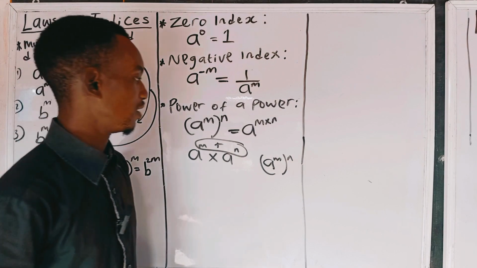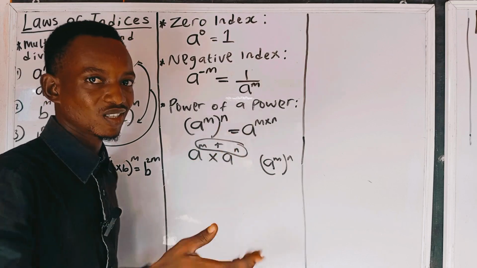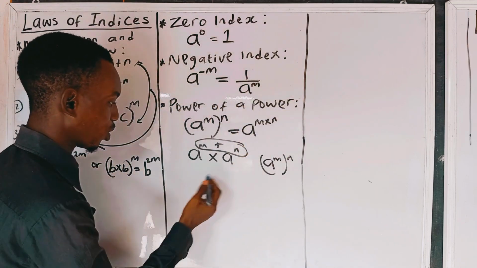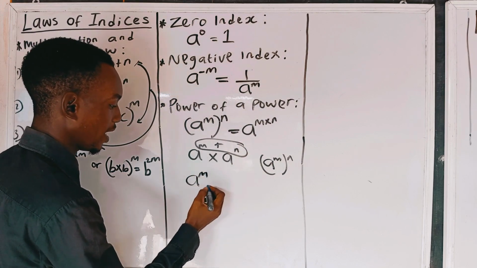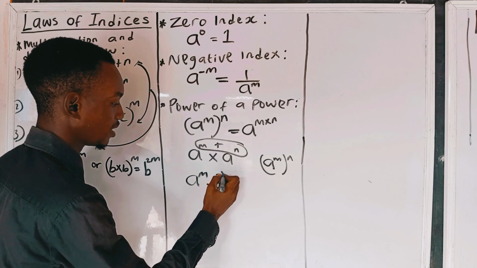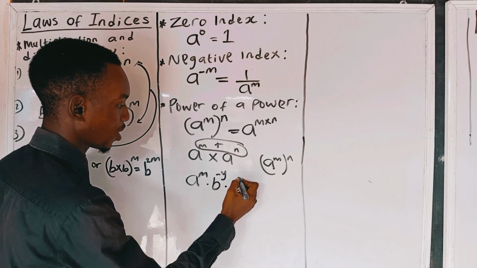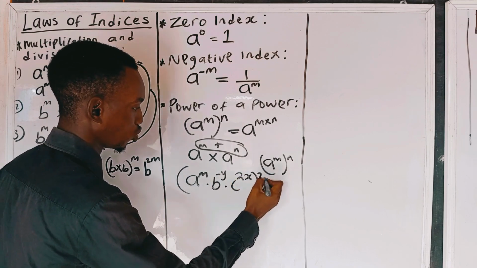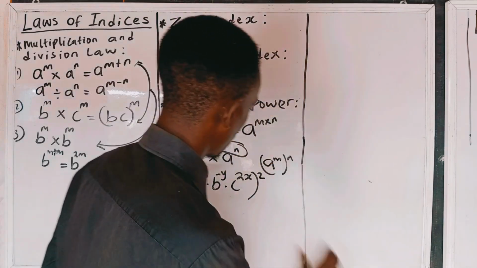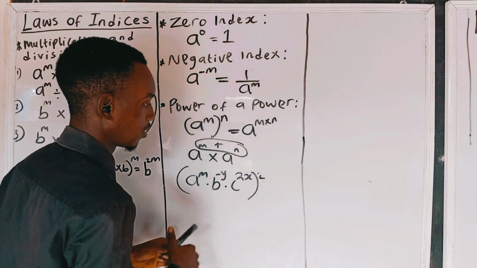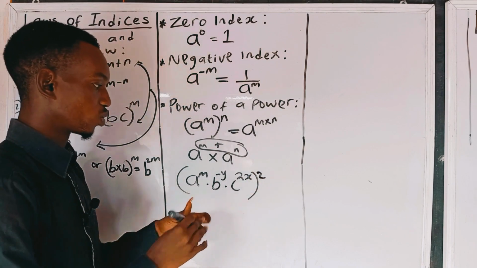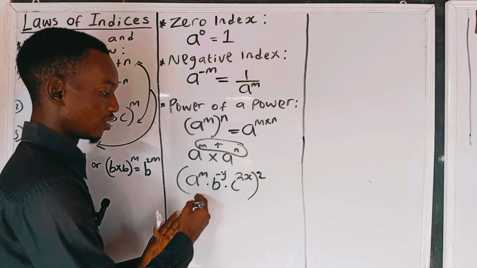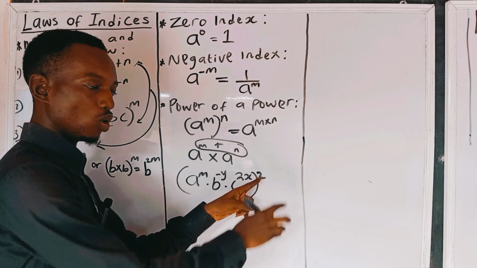As simple as that. Now, there might be questions in WAEC and JAMB that make it look intricate from this law. Even if you have a to the power of m times b to the power of negative y times c to the power of 2x, all to the power of 2, for example. Look at this one here now. This one now we have 3 different bases, 3 different multiplied bases, all having one power.